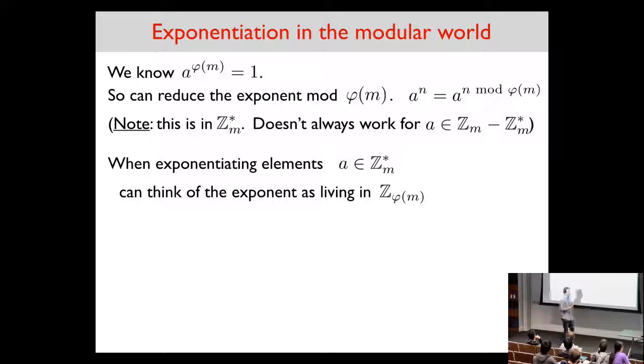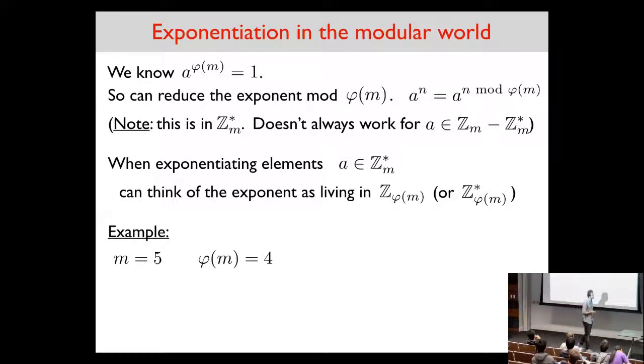think of the exponent as living in the universe Z phi of m. Okay? So the exponent, you can think of it as living in the universe Z phi of m. Or actually, you can also think of it sometimes as Z phi of m star, if you are just interested in the elements that have an inverse. You can just restrict yourself to Z phi of m star as well.